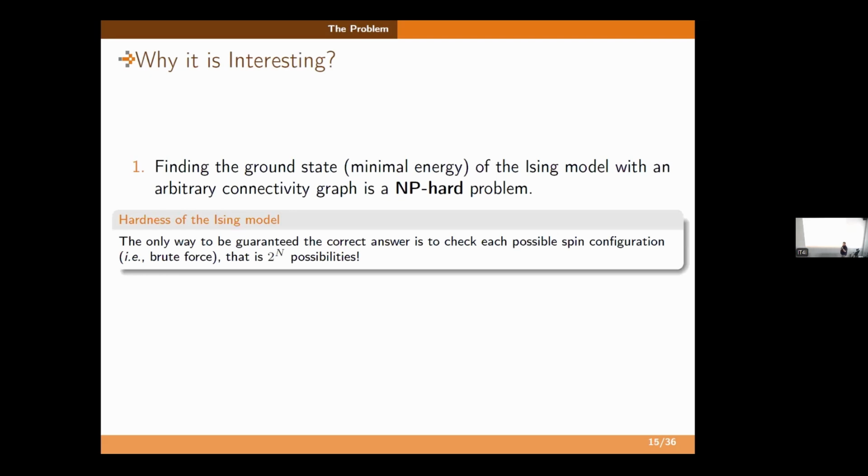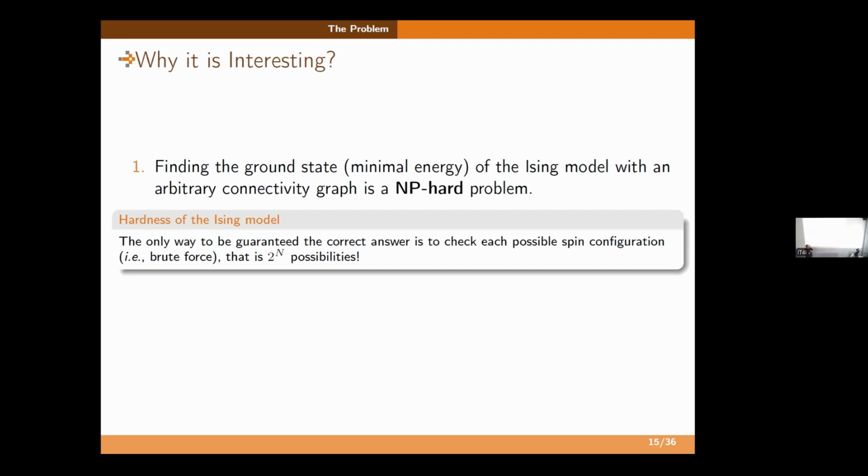So first of all, finding the ground state of the arbitrary connectivity Ising models, with these arbitrary couplings and external fields, these arbitrary J's and H, is an NP hard problem. What does it mean? That means that many important problems in computer science, physics, can be expressed in the form of some Ising model. And I mean many, like traveling salesman, protein folding, max cut, optimizing stock market portfolios, etc.